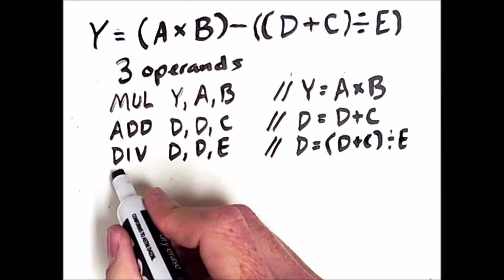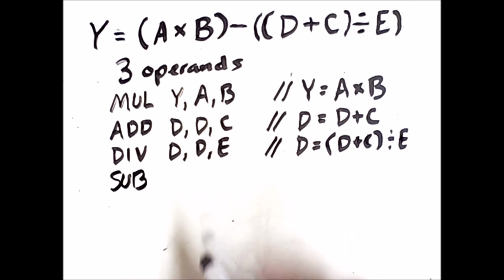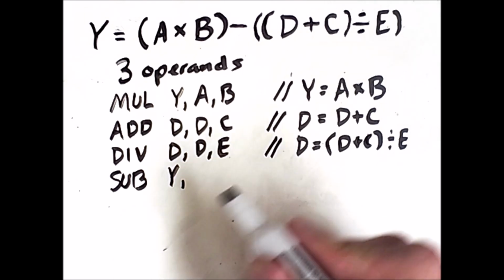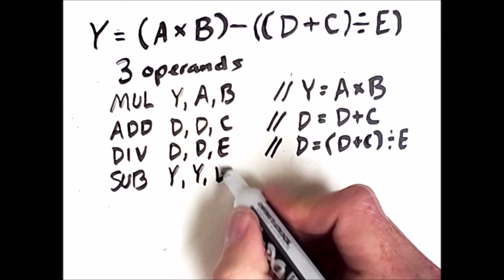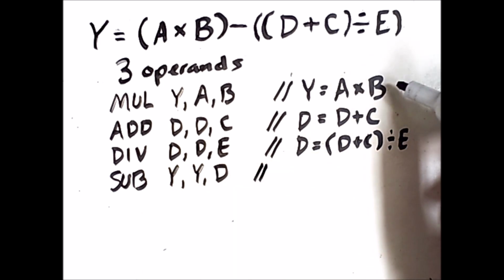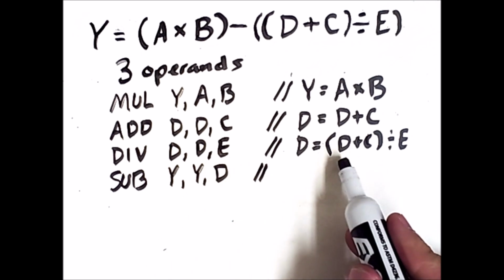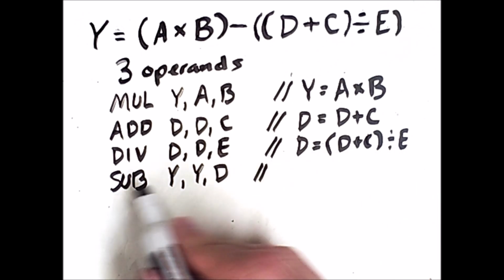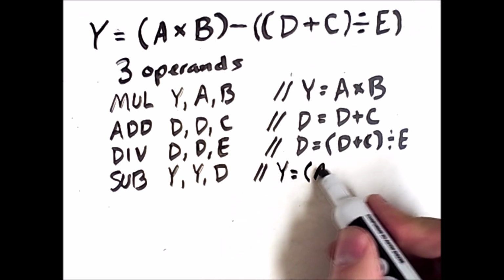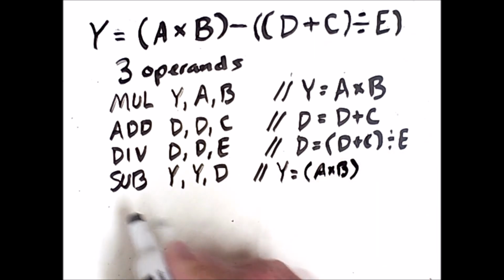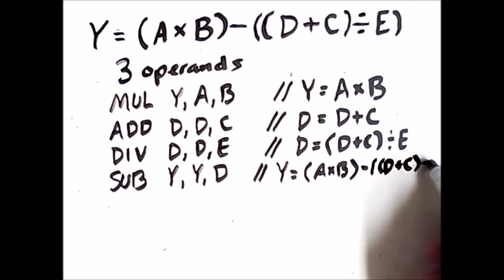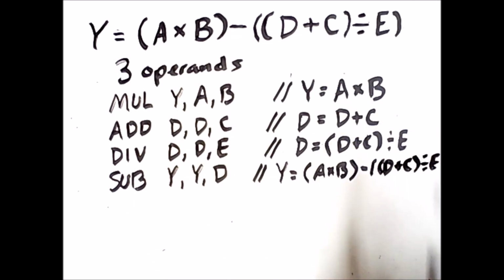And then at the end I can do subtract, and because this will be the last step, I will store this result in y, and my other operands will be y and d, keeping in mind that at this point the value in y is actually a times b, and the value in d is actually d plus c divided by e. So after this operation, y will equal a times b minus this whole quantity here, which is exactly what we were trying to compute up there.